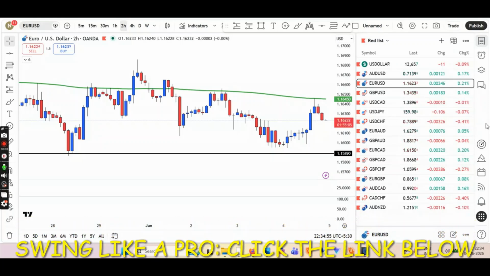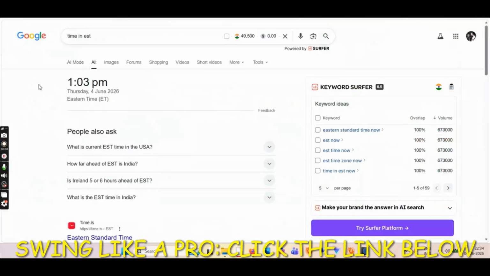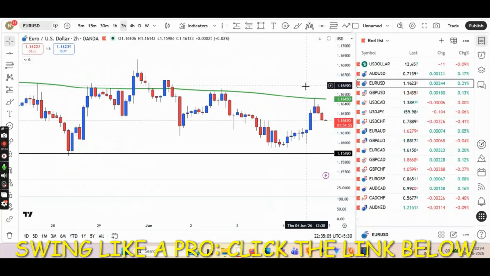This time it is Euro USD. Before we talk about it, let's check the date and the time right here, which is currently 1:05 p.m., Thursday, 4th of June 2026 in EST. Okay, so let's get back to my chart, Euro USD.